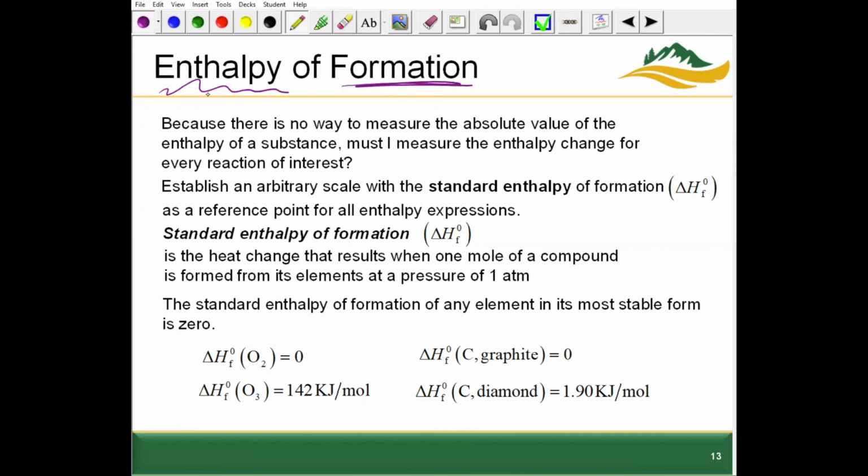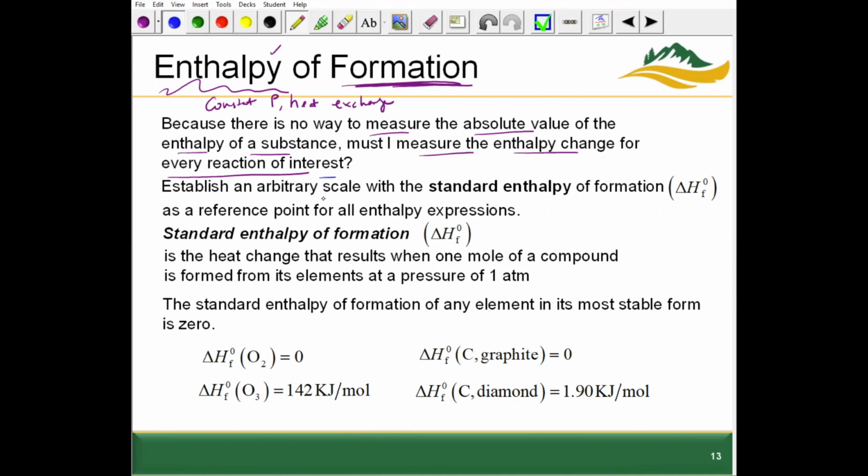So we know enthalpy is at a constant pressure. Enthalpy was talked a bit about in part 3. So enthalpy, a constant pressure, and the heat exchange. This idea of enthalpy of formation is what we're going to talk about here. Because there's no way to measure the absolute value of the enthalpy of a substance, do we have to measure the enthalpy change for every reaction of interest? Well, the answer turns out to be no, which you may have guessed from how this was worded.